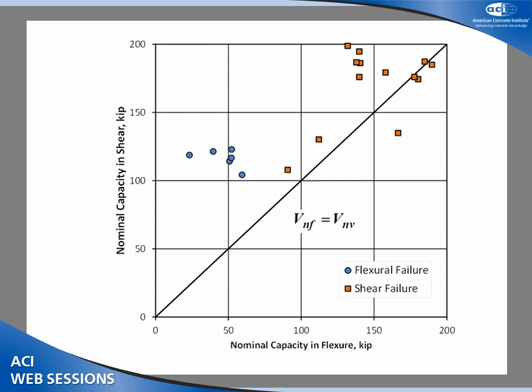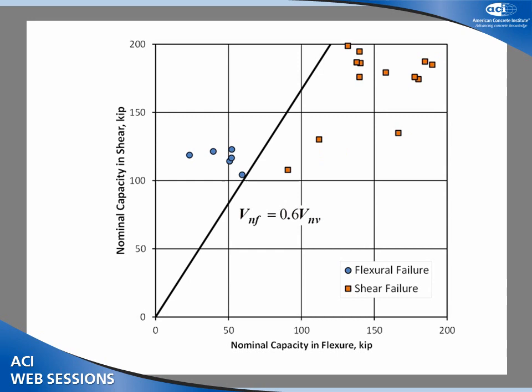One thing that was interesting, though, is our nominal design equations really do not do a very good job of distinguishing between the walls that failed in flexure and the walls that failed in shear. The flexural failures are shown in the blue dots here. The orange dots are the ones that failed in shear. This line represents where your calculated nominal capacity is the same for both, and you would expect that would be the division between the two types of failure. But under cyclic loading, that boundary shifts. So if your flexural strength is 80% of the nominal shear strength, for example, you will end up with a shear failure under the cyclic loads.